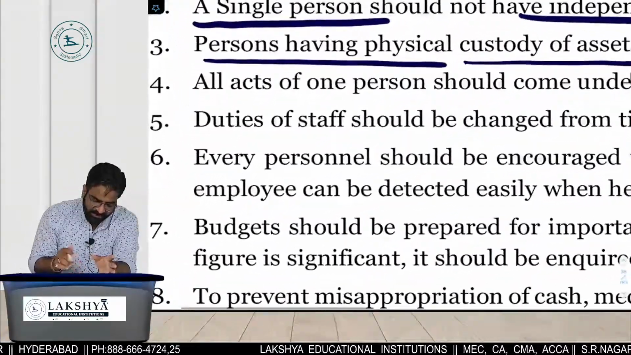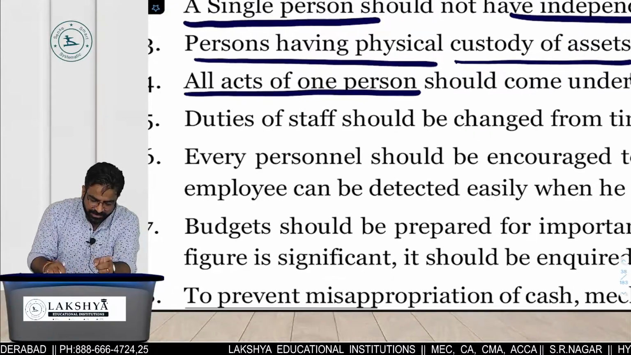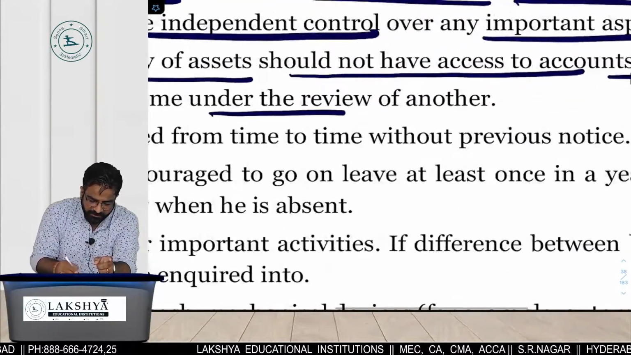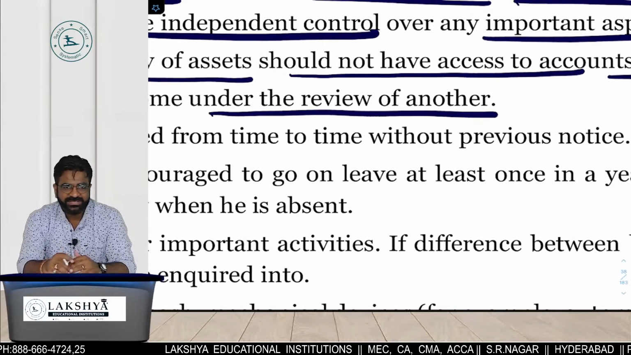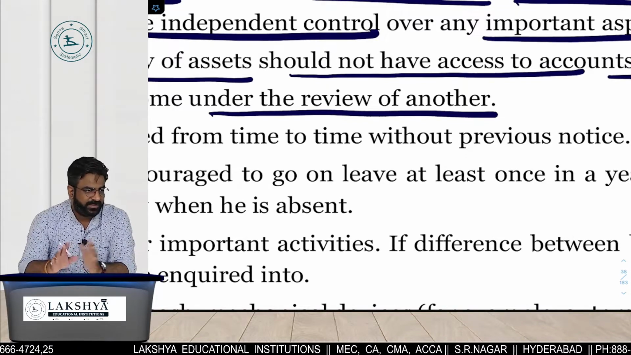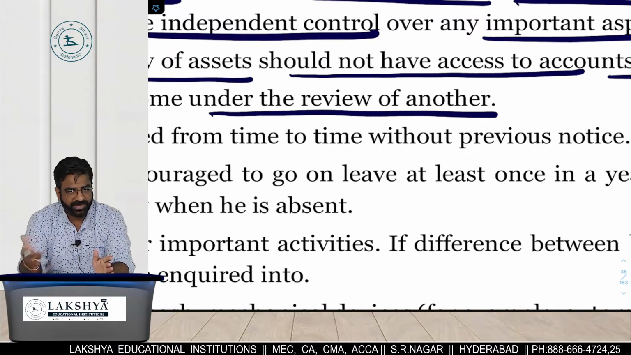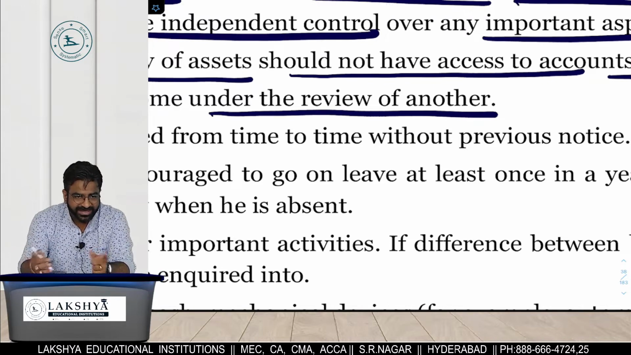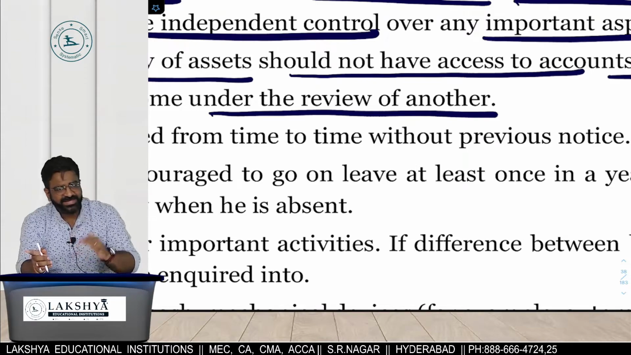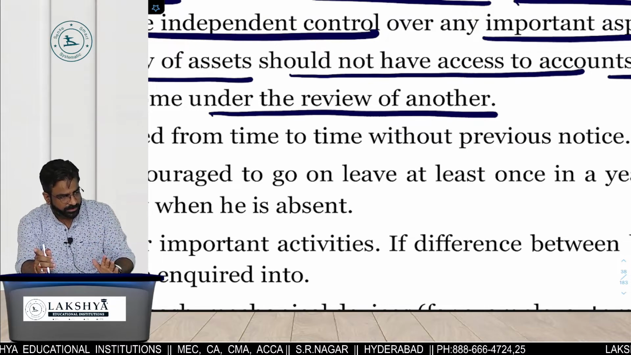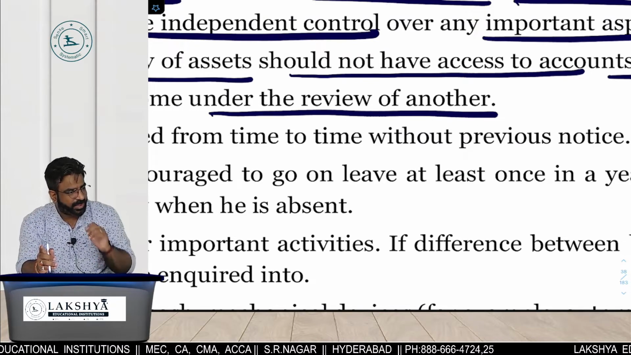Read the fourth one, everyone. All acts of one person should come under the review of what? Another. Now, like we see in a cinema hall, the one who is selling the ticket, is the one who is checking it or a different person? So can you say it is a cross check? Seller is saying that I sold 80 tickets. I sold how many tickets?